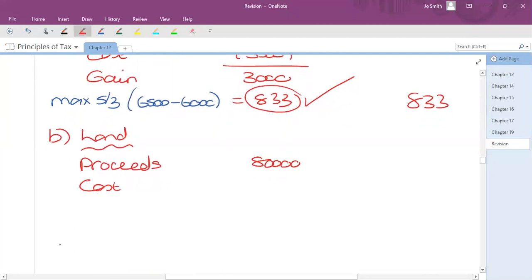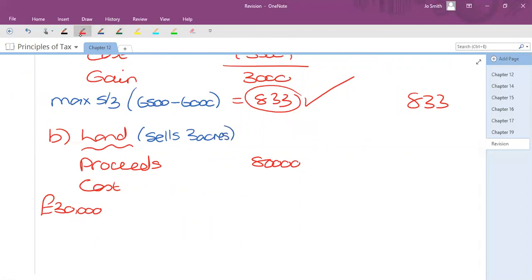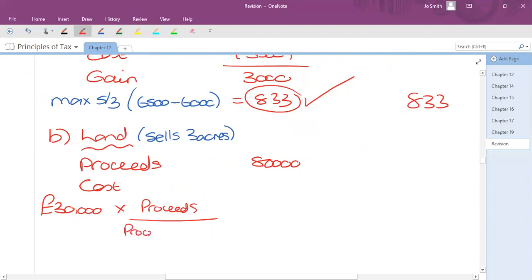Now we want to know what the cost is, and the original cost we've said is 30,000 because she bought 6 acres and each one was £5,000 that she paid for it. Now she's only selling half of those acres, so she sells 3 acres. So you might be tempted to take half that cost, but the part disposal rule is that you multiply the total cost by the proceeds divided by the proceeds plus the market value of the remaining land.